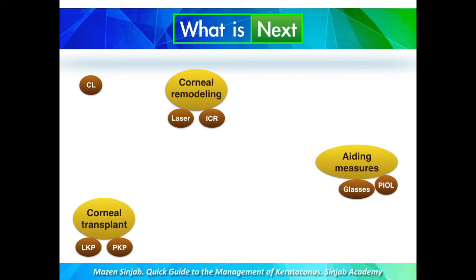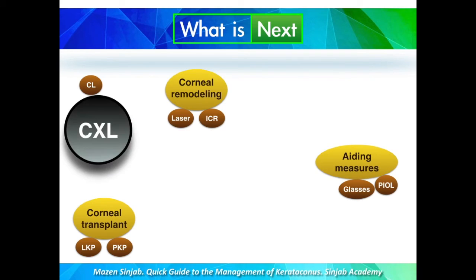Now, if the option was contact lenses, and then we wanted to do corneal remodeling procedures like laser vision correction or intracorneal rings, is it possible? Yes, of course, it is possible. But if the option was corneal cross-linking followed by contact lens fitting, and later we want to switch into laser vision correction or intracorneal rings, is it possible?